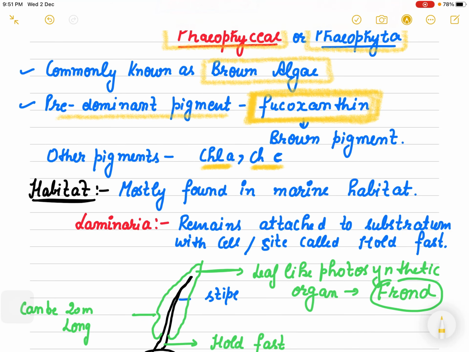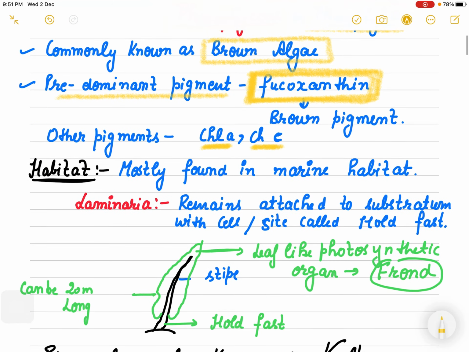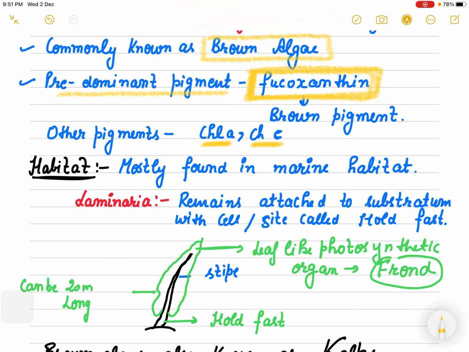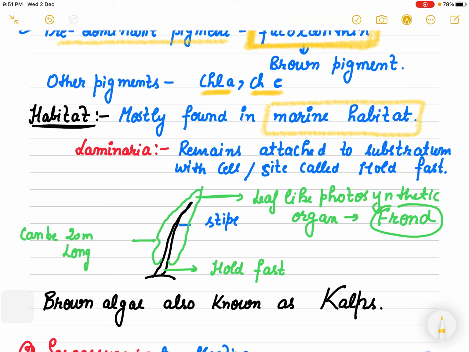Okay. Where will you find the habitat of this brown algae? Mostly it is found in the marine habitat, meaning in the ocean, in the sea, you will find this brown algae.